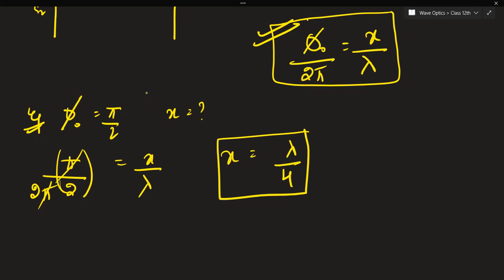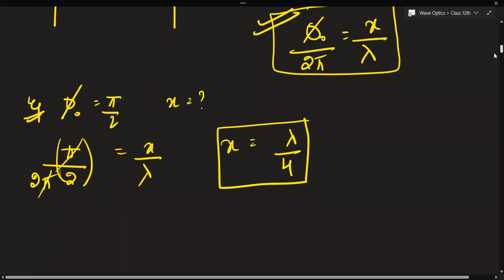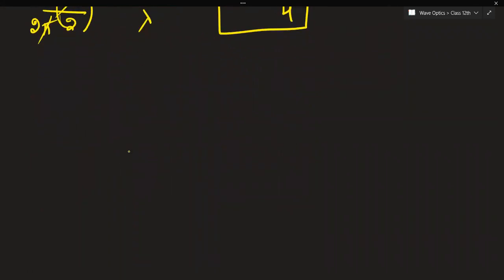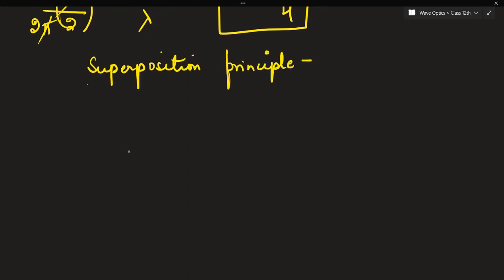Fine. Now see, before we move on to interference, what is the actual phenomenon? A few more small topics. When we were doing electrostatics, we had discussed a principle known as the superposition principle. What was the superposition principle, class? By now, I think it should be on your tips. Yes, what was the superposition principle?